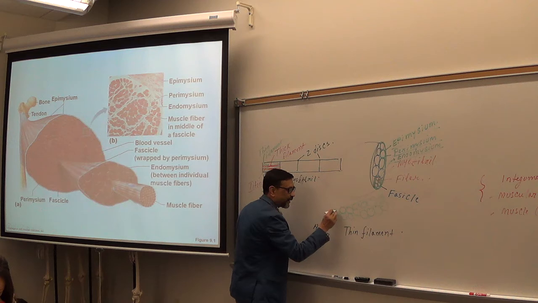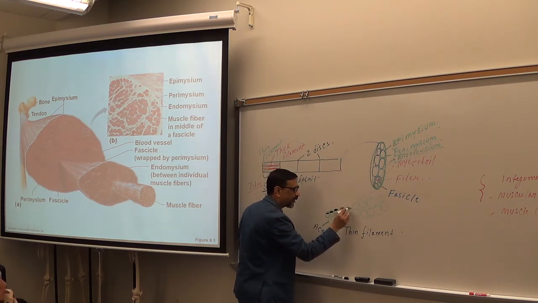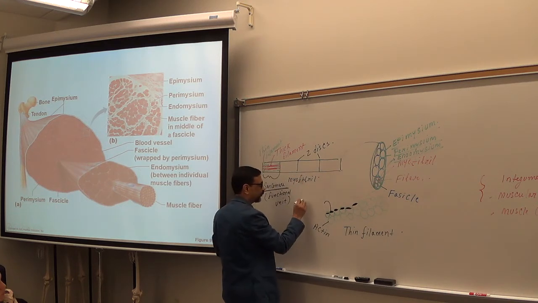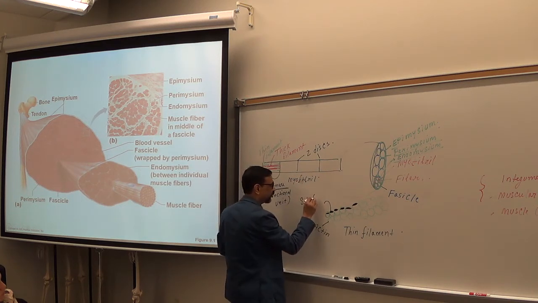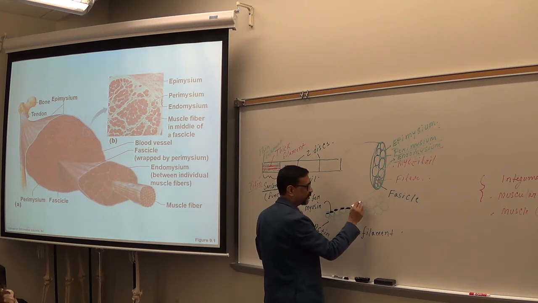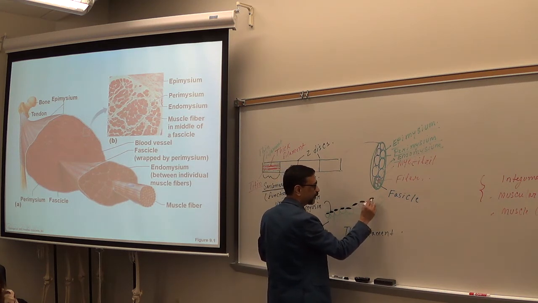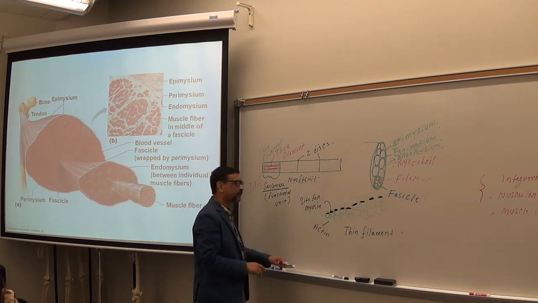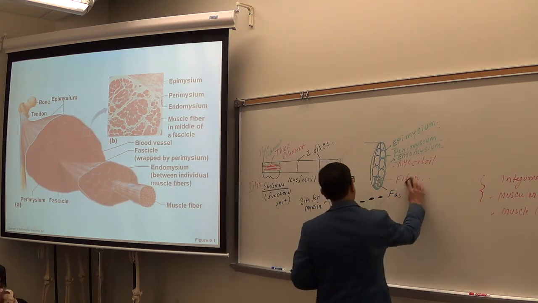Okay. On the actin balls, you have the binding site. All the actin balls have binding sites. These are called sites for myosin. Okay. So on the actin balls, you have binding sites for myosin. So that is the thin filament.